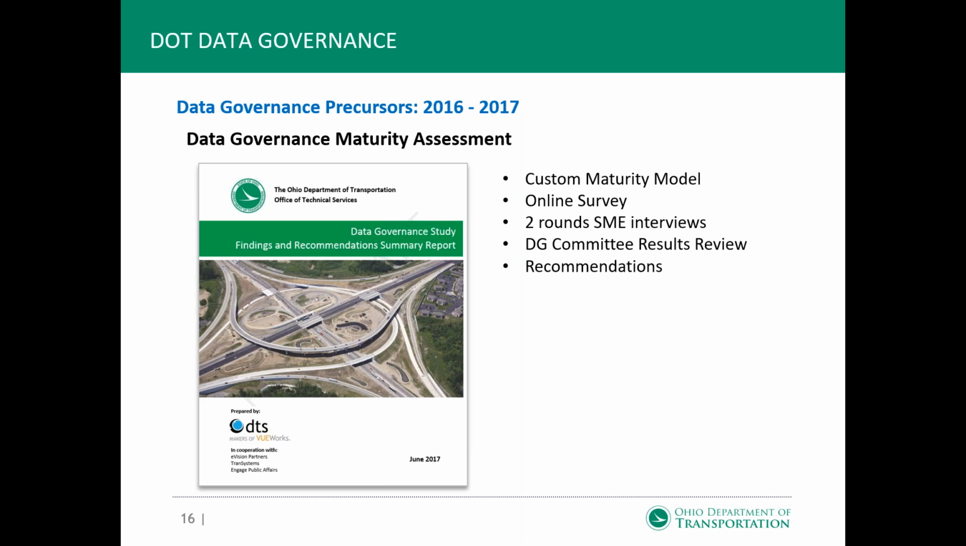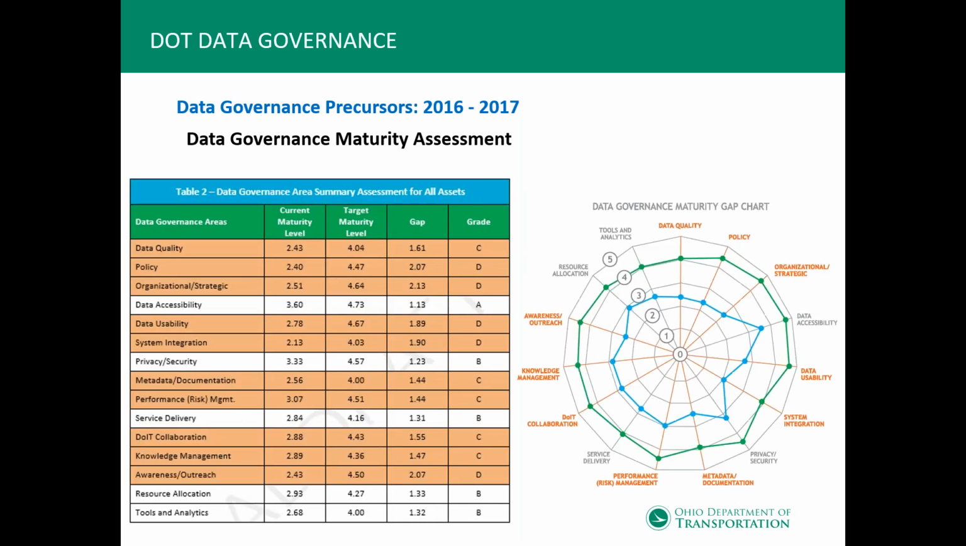recommendations. Before we get to the recommendations, we can see the results here of this maturity assessment. So we looked at these different data governance areas like quality, policy, service delivery, all these different things. And we gave ourselves a ranking or a score between 0 and 5, with 5 being very mature and 0 being non-existent.